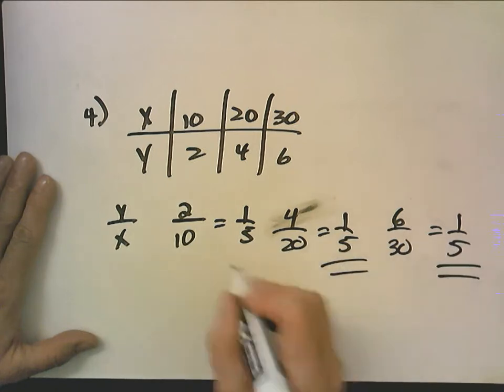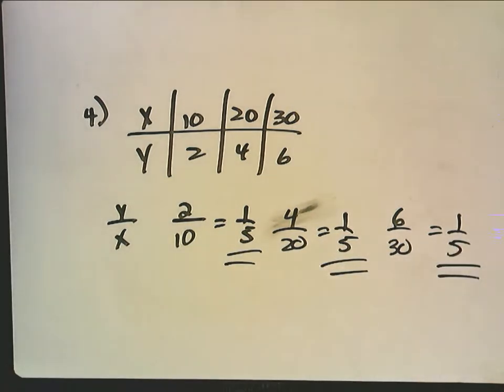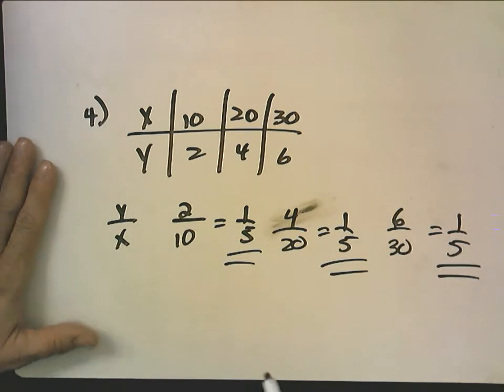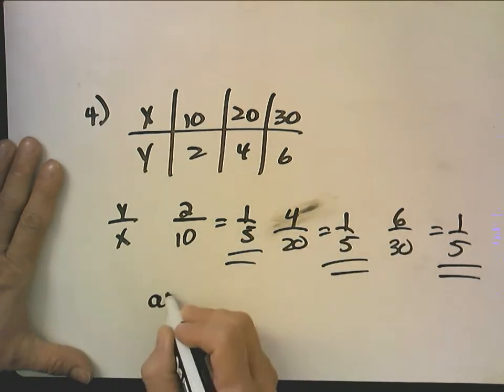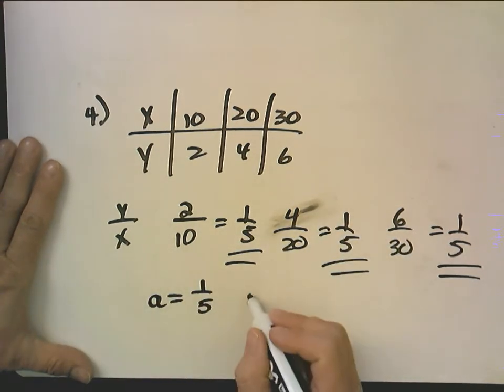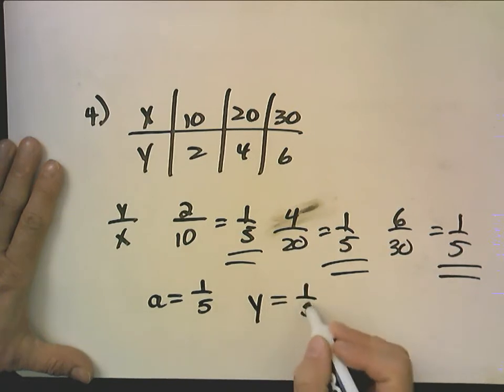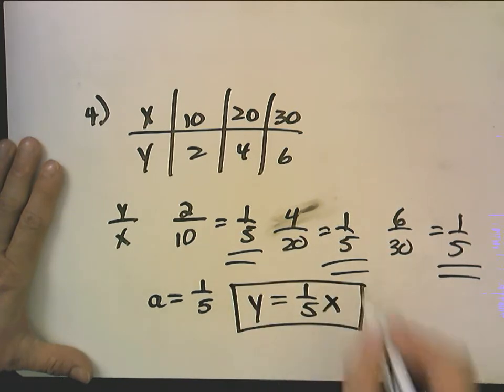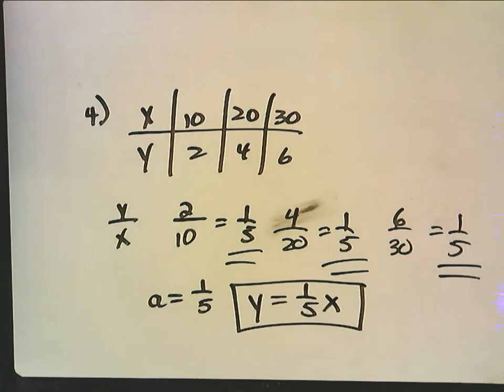Because each time it simplified to 1/5, this is direct variation. A equals 1/5. So my direct variation equation is y equals 1/5 x. So this is yes, and the equation is y equals 1/5 x. A common mistake is to put x over y and say y equals 5x, and that would be wrong.